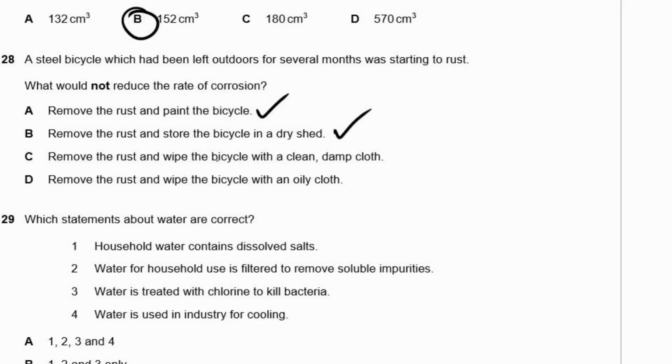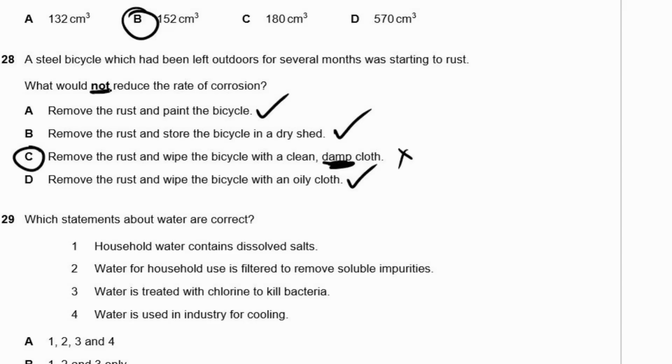Remove the rust and wipe the bicycle with a clean, damp cloth. A clean cloth sounds good, but damp? No, that's not a good way. Damp, you need the water to create rust. Remove the rust and wipe the bicycle with an oily cloth. Oil can be used to prevent the water getting to the metal, just like the paint would. So the answer is C.